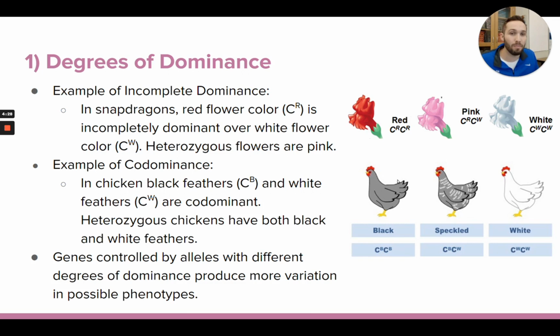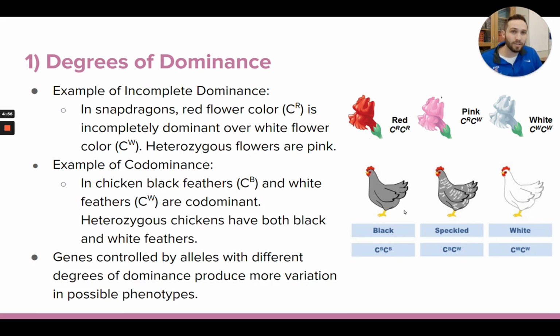In chickens, the allele for black feathers is codominant with the allele for white feathers. So black and white, neither is completely dominant. They're actually both dominant. And so if you end up heterozygous for black and white, you have a black allele and a white allele, like this chicken right here, you're going to end up having black feathers and white feathers. You're going to have both. And so in this case, they call it speckled. So that's some examples of different degrees of dominance.